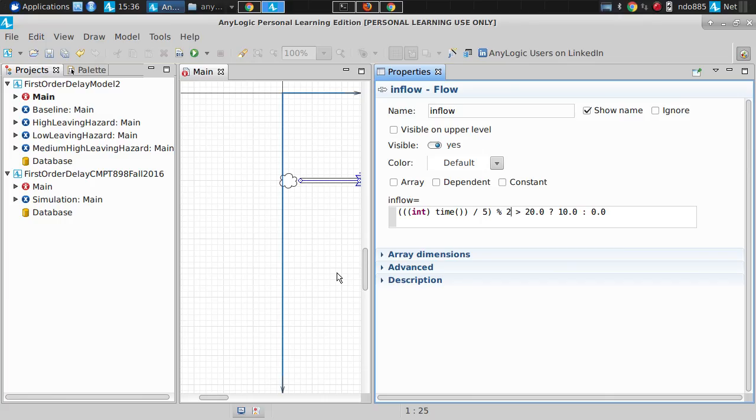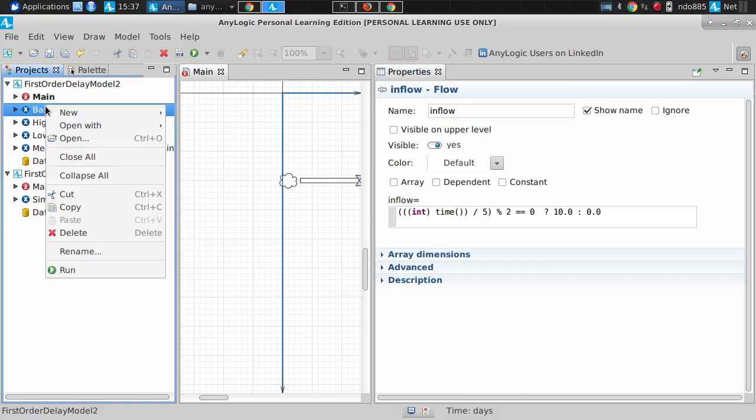This is going to lead to a waveform, ladies and gentlemen. If this equals 0, then it's going to be 10, otherwise 0. So I'm going to take the time, treat it as an integer, divide it by 5, and then we're going to see if that division is even or odd. If it's even, we're going to have the inflow be 10, otherwise 0. What's that going to lead to? It's going to lead to oscillations.